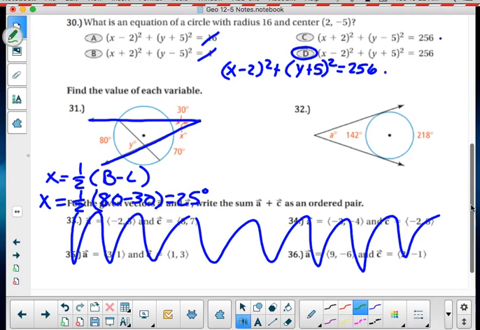Okay, my next one after that is a chord. Two chords are crossing. Now, this isn't the chord for finding segment length. This is about angle measure. And this y value is the average of 80 and 70. So y is equal to 80 plus 70 divided by 2, which is just 75 degrees.